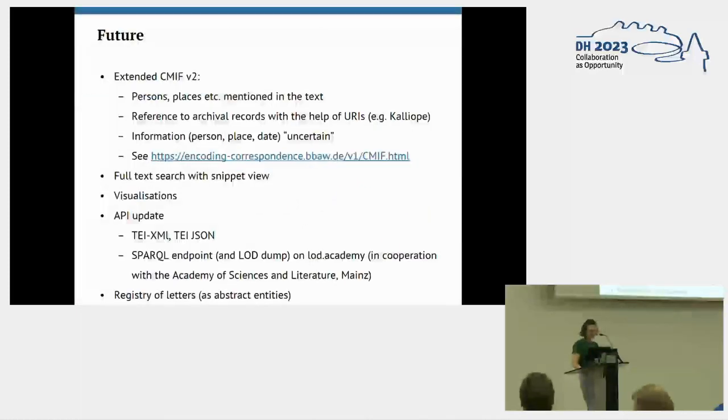So that brings me towards the end and what we've planned for the future. We have lots planned to expand on our web service and improve it. Some would include expanding on the search functionalities based on CMIF version 2. That would include things like mentioned people and places in the letters. Also coming up soon would be the main language the letter was written in. That's probably in the next couple of weeks, but we'll see. We also want to incorporate a full-text search. Also high on the list is improving our API and offering a SPARQL endpoint.